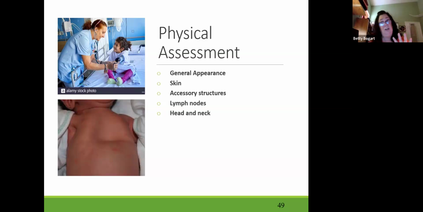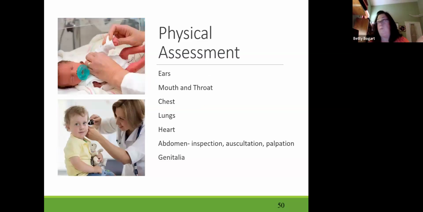And remember, with children, you can't do all the assessment at once. Let's get what we need first. If we're seeing that respiratory distress, we can go right to the lungs. We're going to inspect, auscultate, and palpate, of course, checking the genitalia. We're going to see if they have an anus.